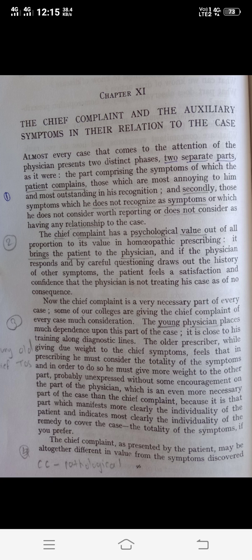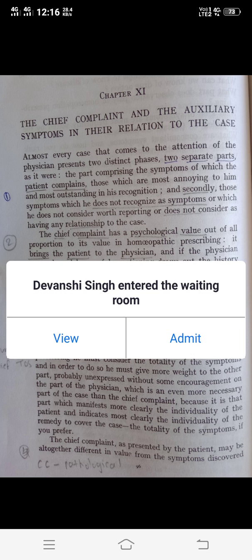Now in the next para, what Dr. H. Robert explained is that the chief complaint as presented by the patient may be altogether different in value from the symptoms discovered and elucidated by the physician's analysis of the case. The chief complaint is often a pathological state or an approach toward a pathological state in a functional sphere. That is, chief complaints are related to the pathological condition, as explained in this para. What is the pathological state present in that patient? It will give his chief complaint, an approach toward a pathological state in the functional sphere.